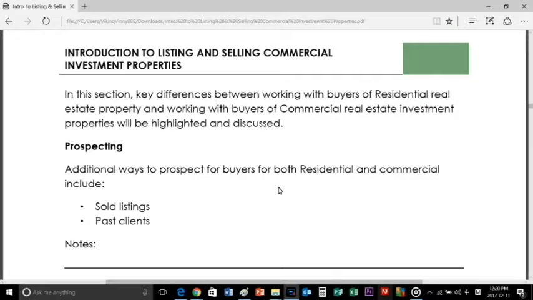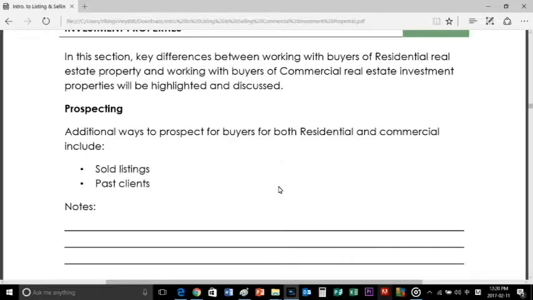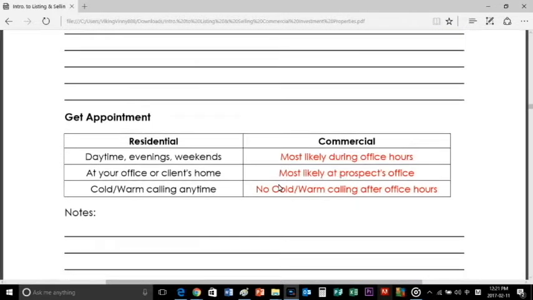In this section, key differences between working with buyers of residential real estate property and working with buyers of commercial real estate investment properties will be highlighted and discussed. Prospecting. Additional ways to prospect for buyers for both residential and commercial include sold listings and past clients. Get appointment.